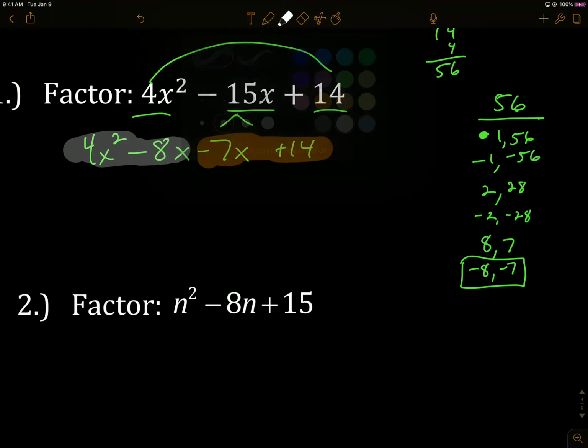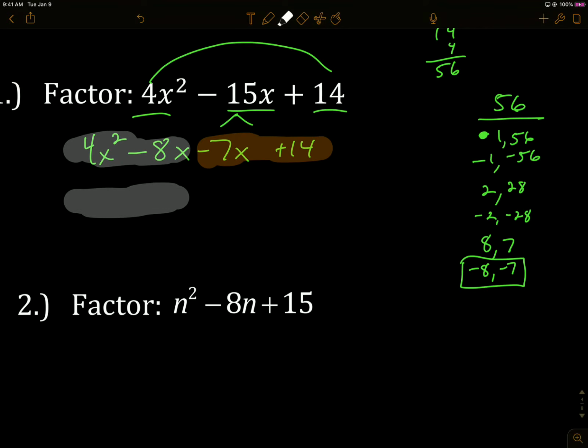Just trying to keep it color-coded to help you out. Follow along with what I'm doing. Do it this way. Okay, so here I'm going to divide out a common factor of 4x. If I divide both by 4x, then the first one I get just x left over. And here, if I divide by 4x, I get minus 2.